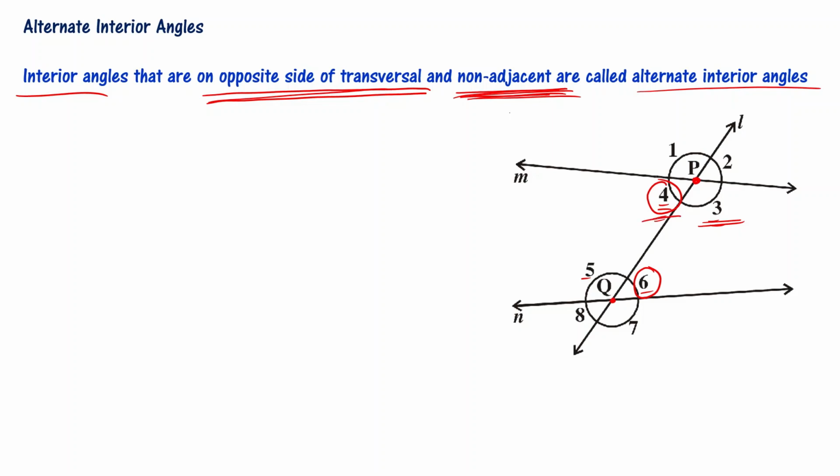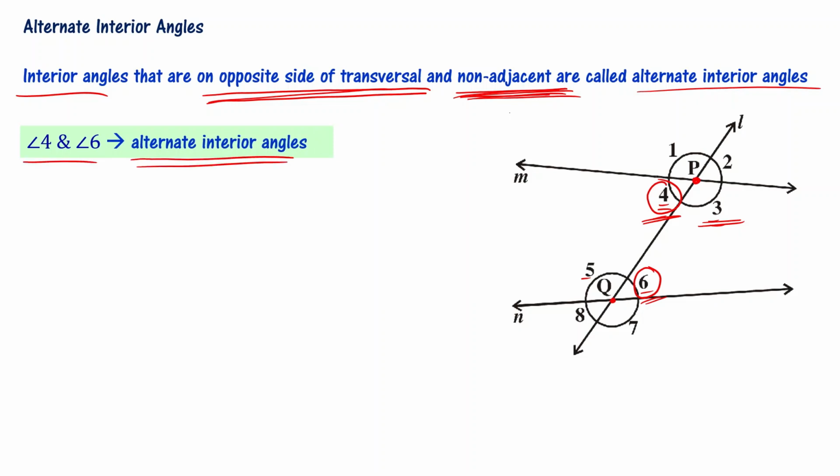The pairs are 4 and 6. ఎందుకు? They are on the opposite side of the transversal and they are not sharing a common vertex, right? So you can now say that 4 and 6 is a pair of alternate interior angles.